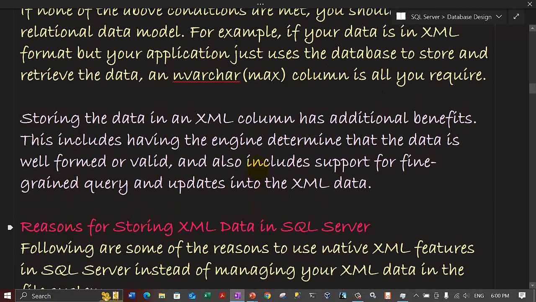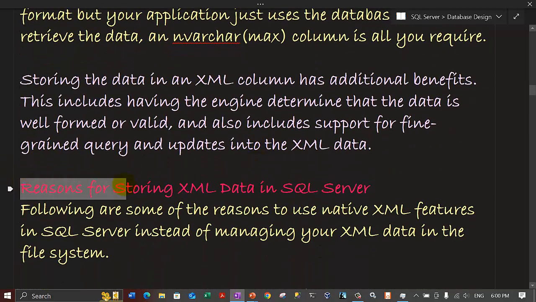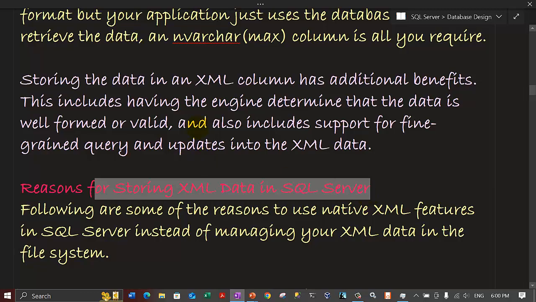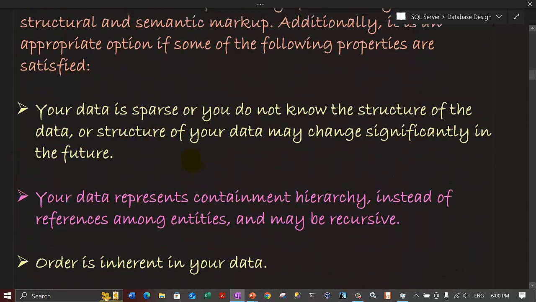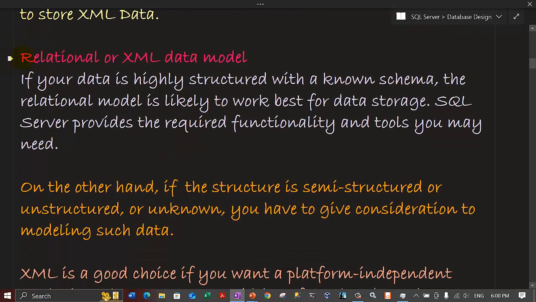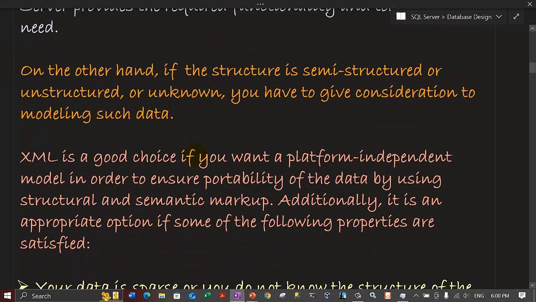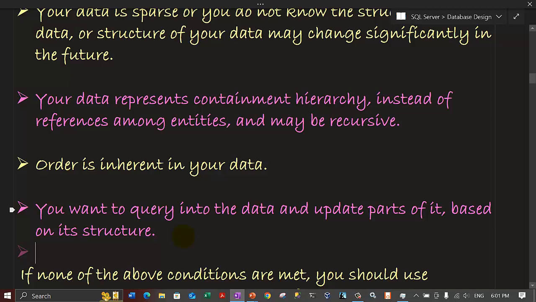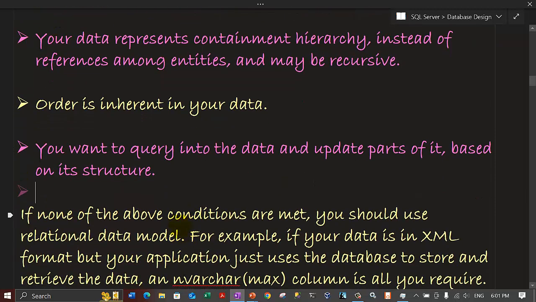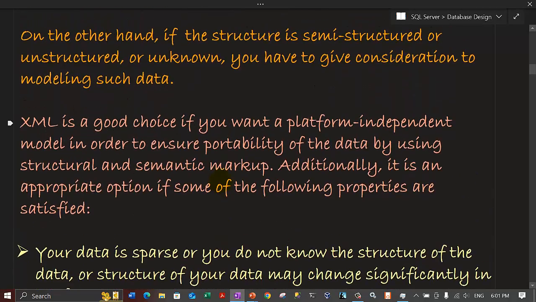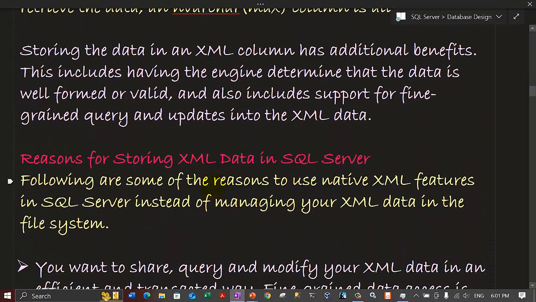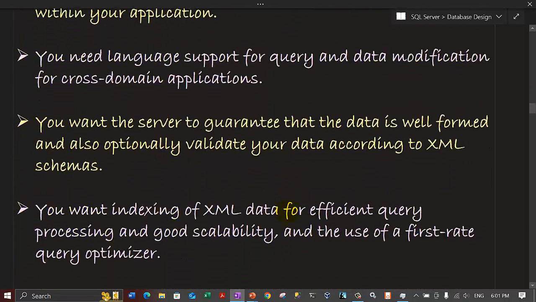Now in our next video we will talk about why we should store the XML data in SQL Server. We'll discuss the reasons for storing the XML data in SQL Server, but for this video this much is enough. Today we have discussed whether you should be using the relational or XML data model, and we have discussed some of the points where you can consider using the XML data model, and if these conditions are not satisfied, we would suggest you use the relational data model. I hope you liked today's video, and you need to wait for the next part. In our next video we will discuss the reasons for storing XML data in SQL Server. We will cover this section.